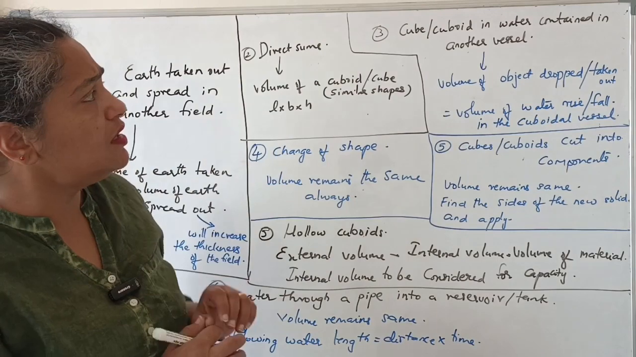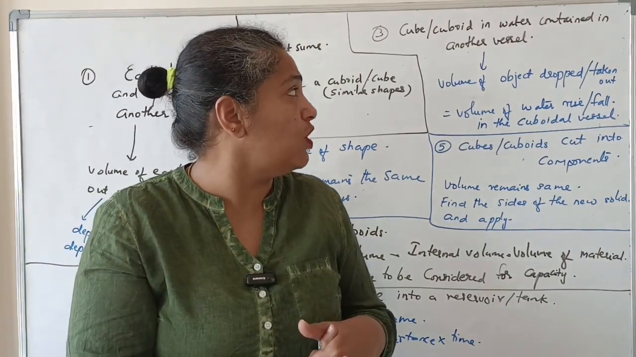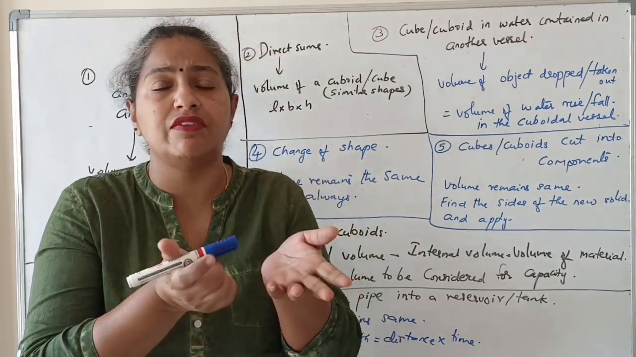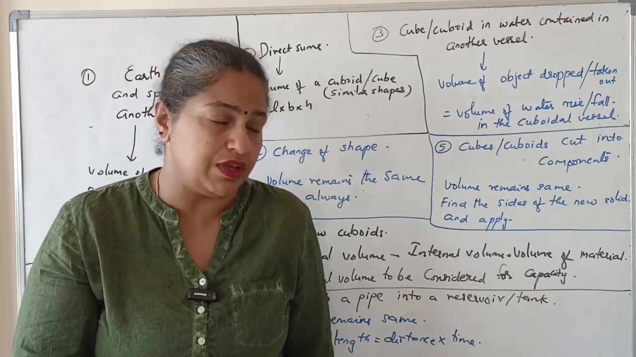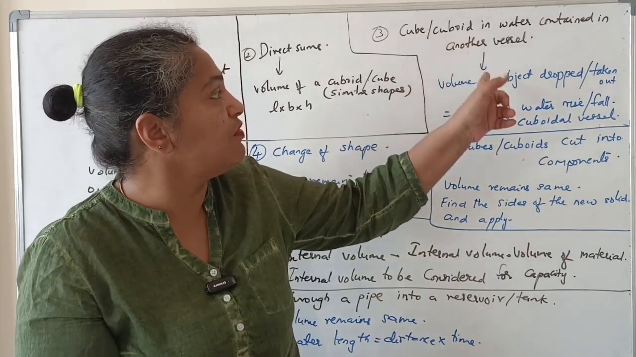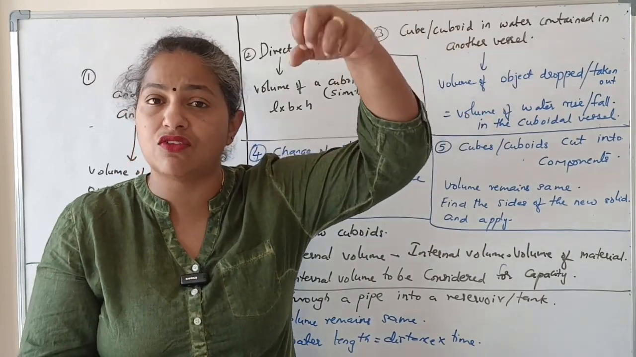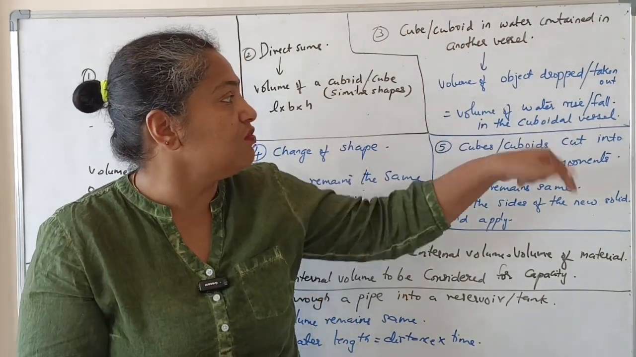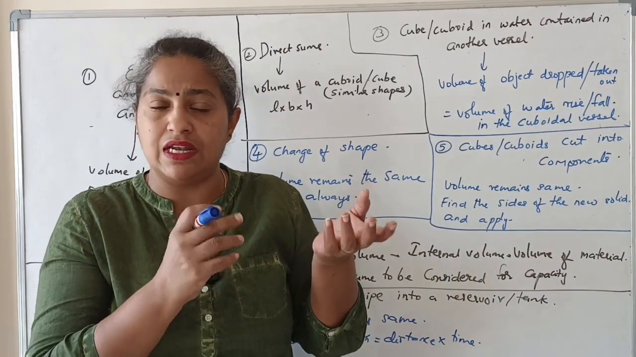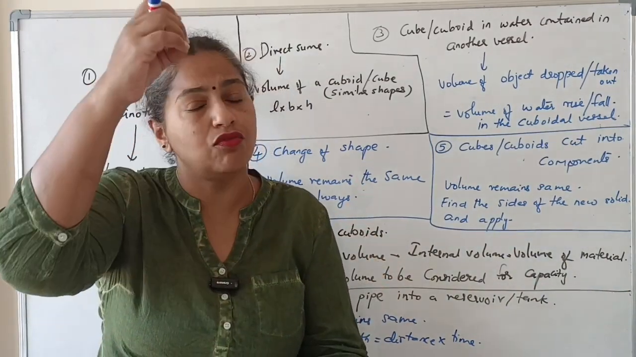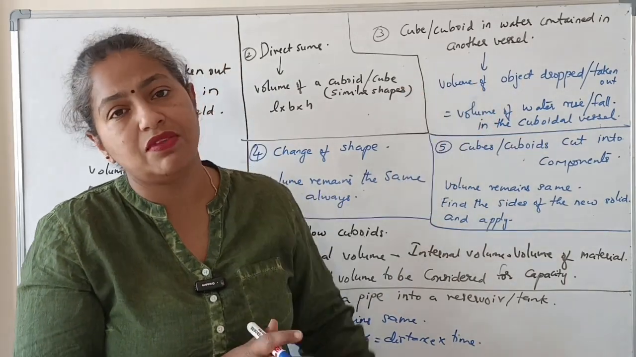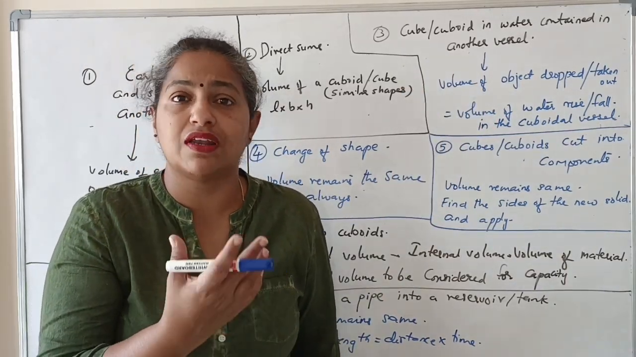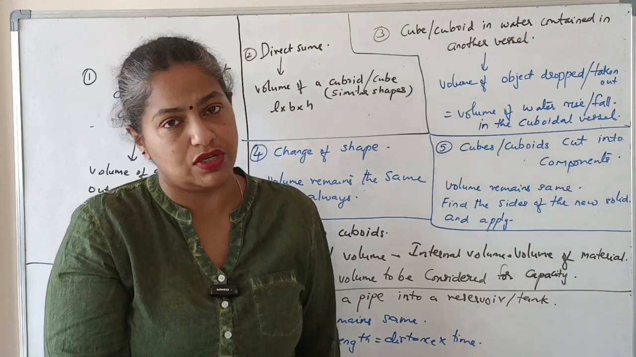Now the third one is a cube or cuboid in water contained in another vessel. You know that the vessel is also in the shape of a cuboid, whose volume will be given by L into B into H, and the volume of the cuboid or the object that is dropped into the water is equal to the volume of the water that has risen in the vessel. If you are taking out the object, the water will fall. Even those volumes are equal. So you equate both the volumes and find out the height or the rise in the water level or the drop in the water level.